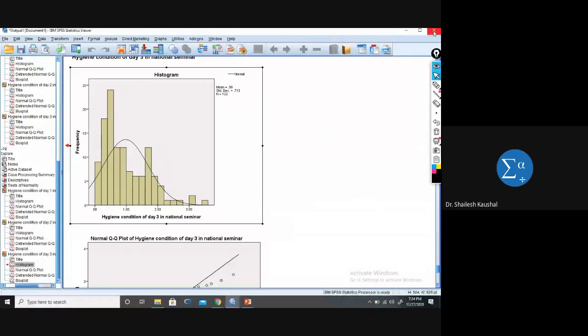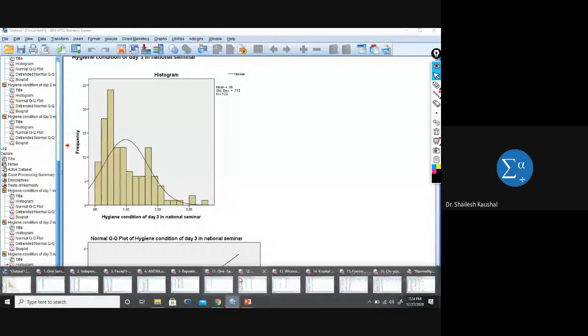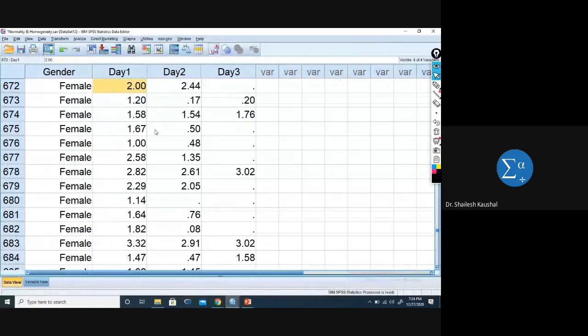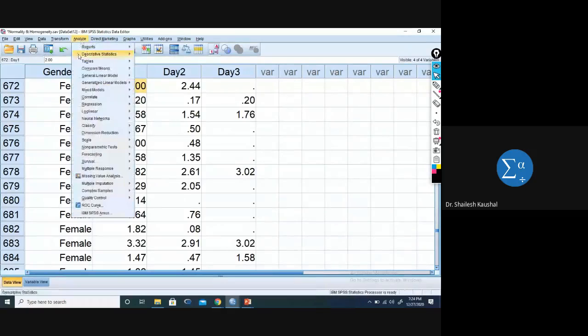Now how to check the homogeneity? So how do we perform homogeneity? We can perform normality and homogeneity in one click. How do we do this? Analyze, Descriptive Statistics, Explore. The same way. Analyze, Descriptive Statistics, and Explore.